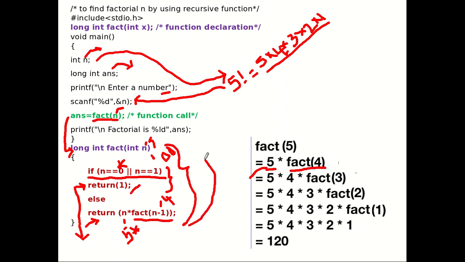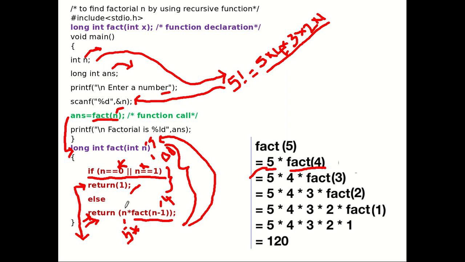Again, the control will go back to the function body. In this case the value of n becomes 4. So now 4 is not equal to 0 and 4 is not equal to 1. So this condition will fail, so these two statements will be skipped. Again the control will come to this statement.